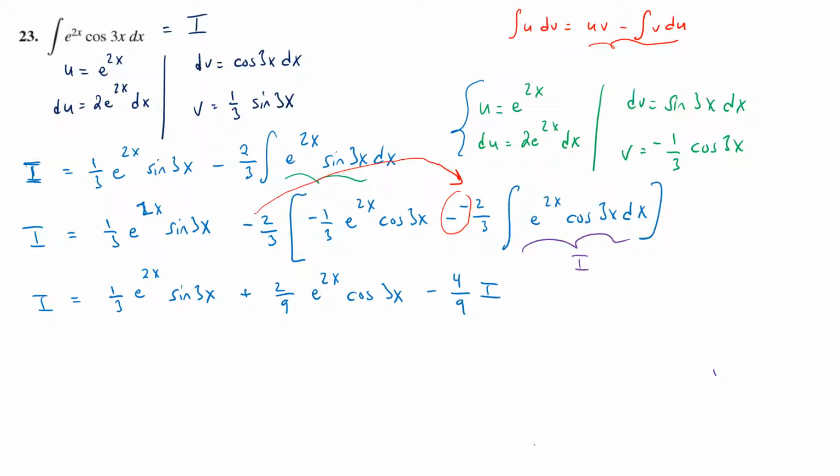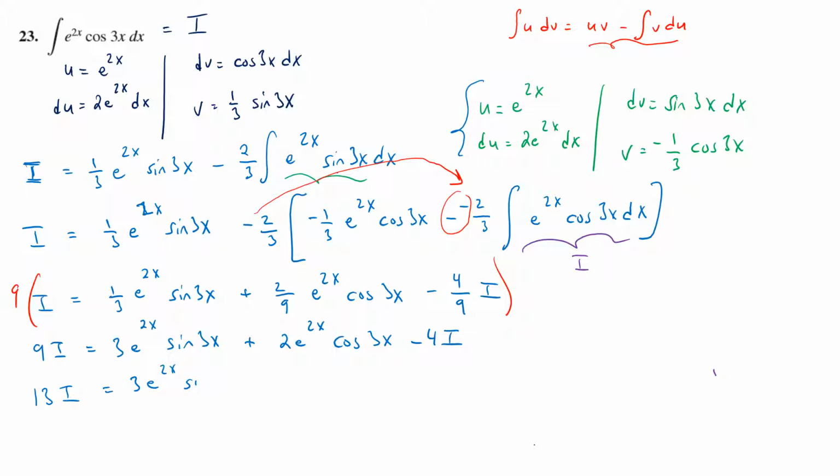I think what I'll do here is just knock out the fractions, so I can multiply this equation by 9. If I do that, I'll have 9I equals 3e to the 2x sine 3x plus 2e to the 2x cosine 3x minus 4I. And then now I'm going to add 4I to both sides. So I'll have 13I equals 3e, copying all this stuff again. And we're almost done.